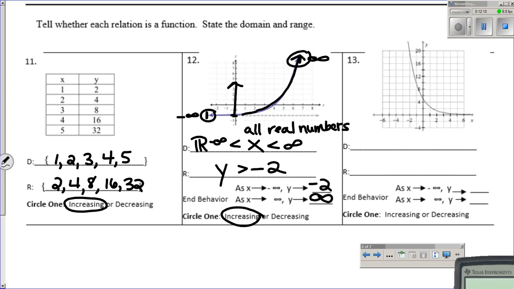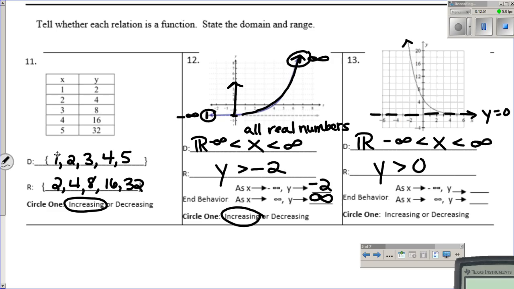Okay, for number 13, again we have another exponential function. There are no endpoints, so it is understood that the function would have arrows on left and right, so they are continuing on. So our domain is going to be all real numbers, or we can say x is greater than negative infinity, x is less than positive infinity. Now your range this time, our horizontal asymptote is right here at y equals 0. Our function is above the asymptote, so our range is going to be y is greater than 0.